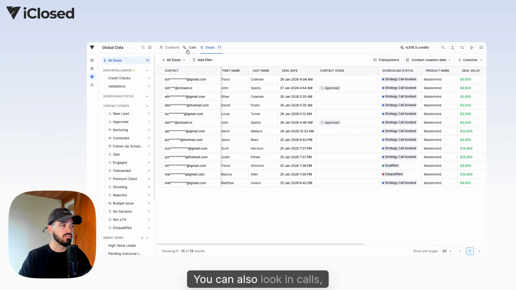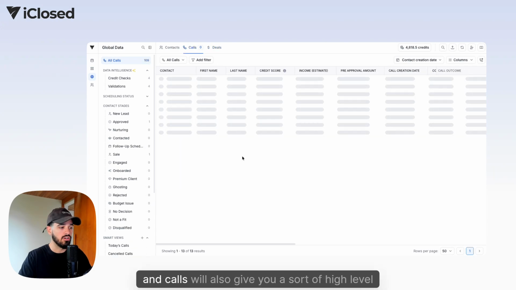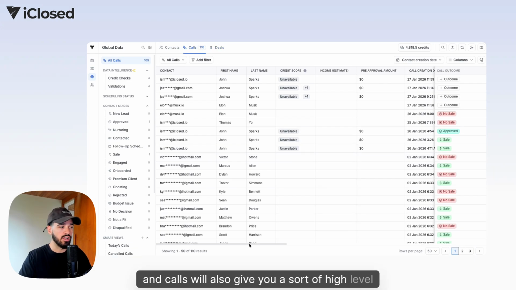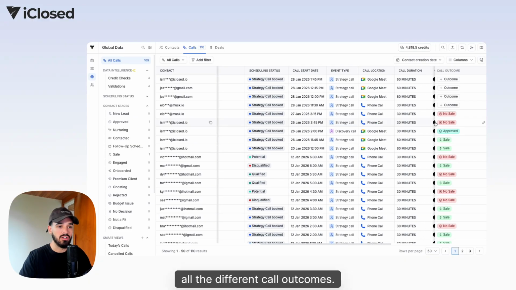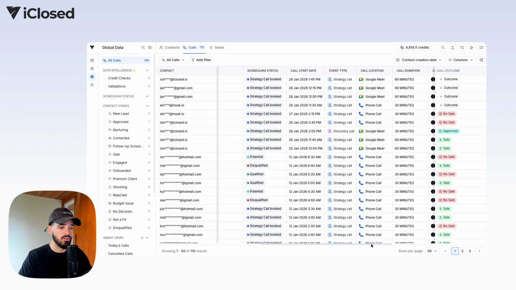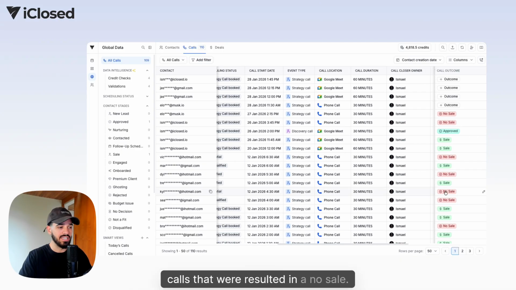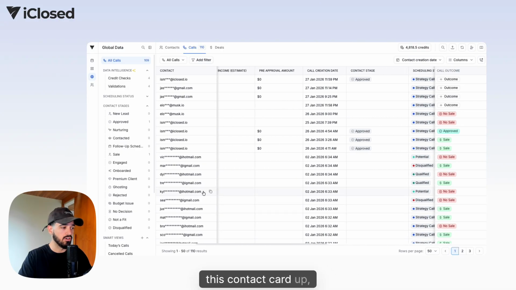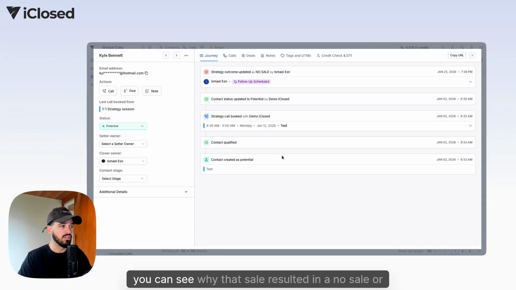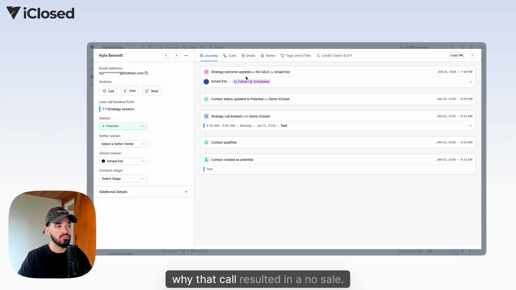Okay. You can also look in calls. In calls will also give you a sort of high level overview as to all the different call outcomes. So this will show you who's resulted in a sale, calls that resulted in a no sale. If you open this contact card up, you can see why that call resulted in a no sale.